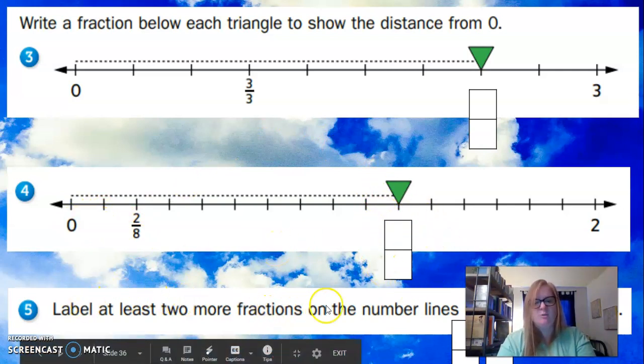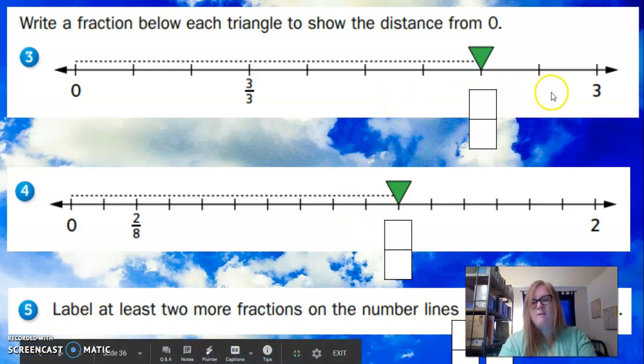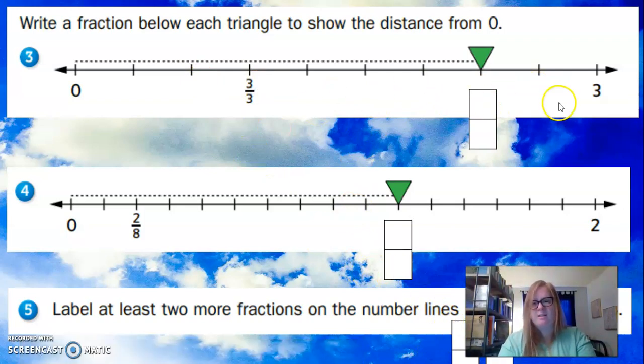Label at least 2 more fractions on the number lines in problems 3 and 4. I provided you the 2 more fractions down here. You're going to have to drag them to wherever you want to put them and then label them with the appropriate fractions. Okay?